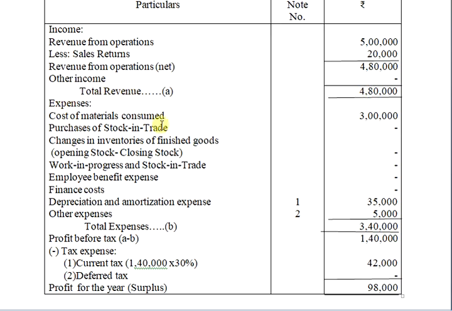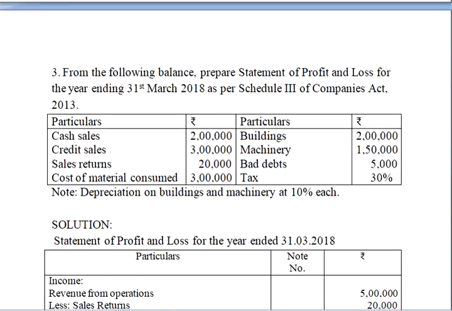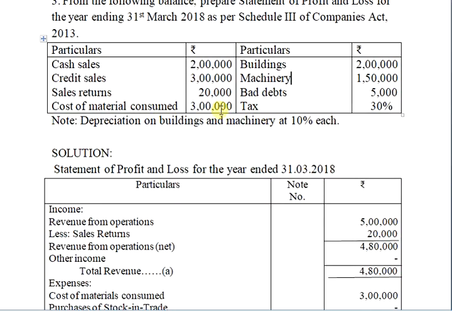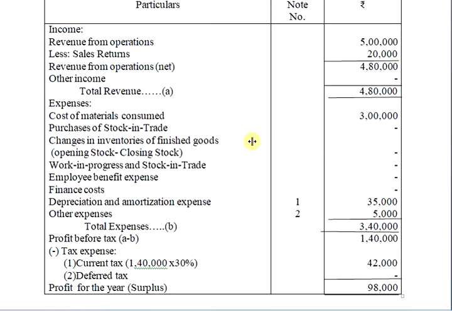Expenses: cost of material consumed is already given. How much is given here? See in the question, cost of material consumed 3 lakhs is given, as it is we have taken 3 lakhs. Purchase of stock in trade, nothing is there, nil. Changes in inventories of finished goods, opening stock minus closing stock, nil.